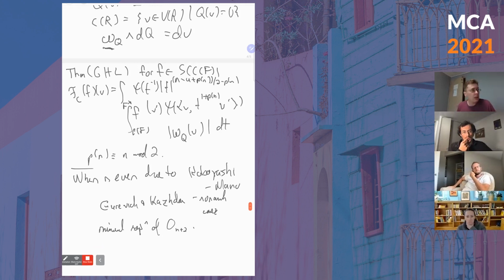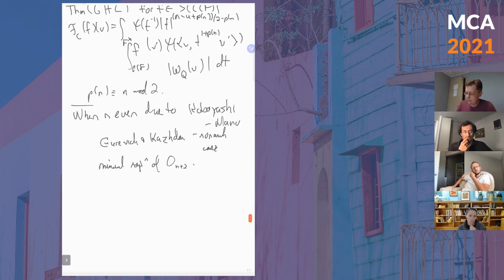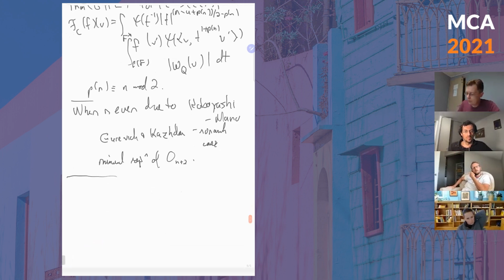Okay. So here's the other case that I'd like to mention, and this is the triples of quadratic spaces.